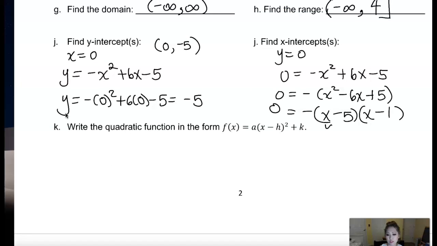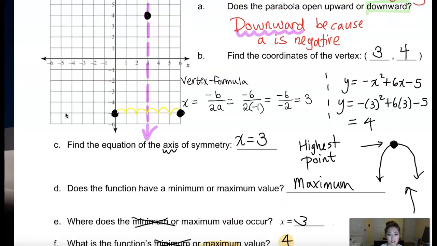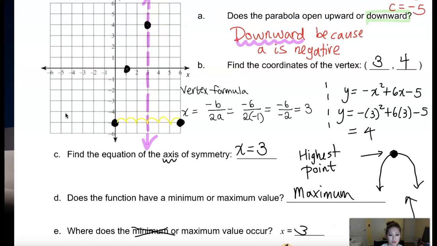So if we solve these two factors, what does x minus 5 equal to 0? That's true when x is equal to 5. We found the first x-coordinate of the x-intercept, so we will plot (5, 0) on the graph paper. The second one, when does x minus 1 equal to 0? That's true when x is equal to 1. So we will plot (1, 0). We have two x-intercepts to plot, one at 1 and the other one at 5.